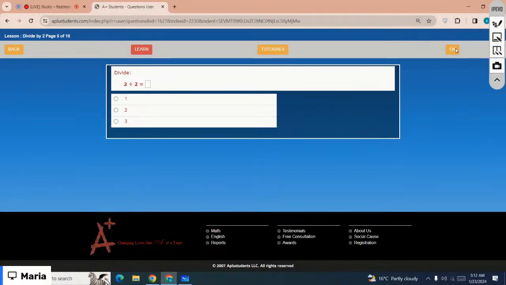Okay, the next one is 2 divided by 2. So, which is the correct option? When you divide a number by itself, the answer is always 1, right? So, 2 divided by 2 is 1. A number divided by itself is always a 1. 2 divided by 2 is 1. Got it?